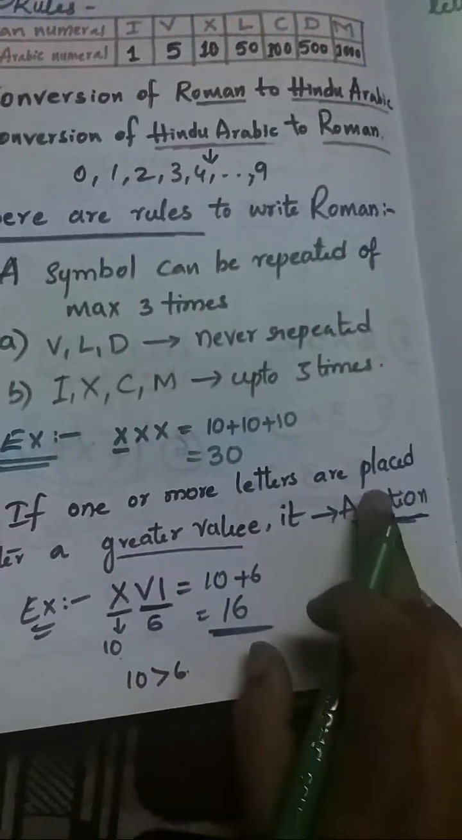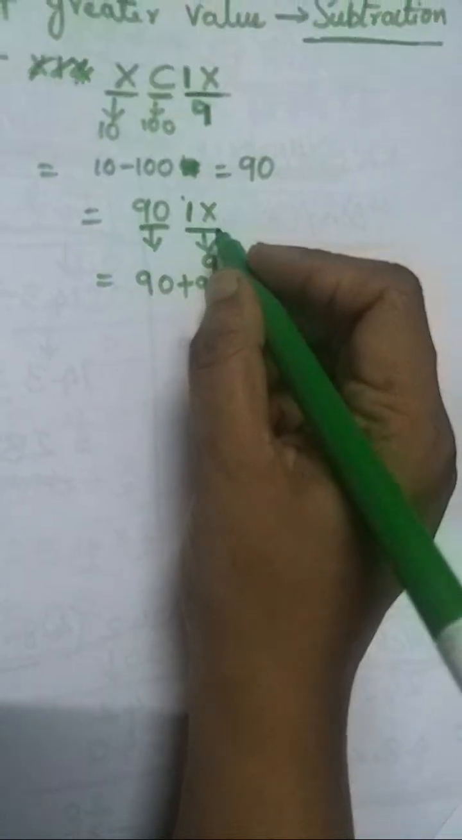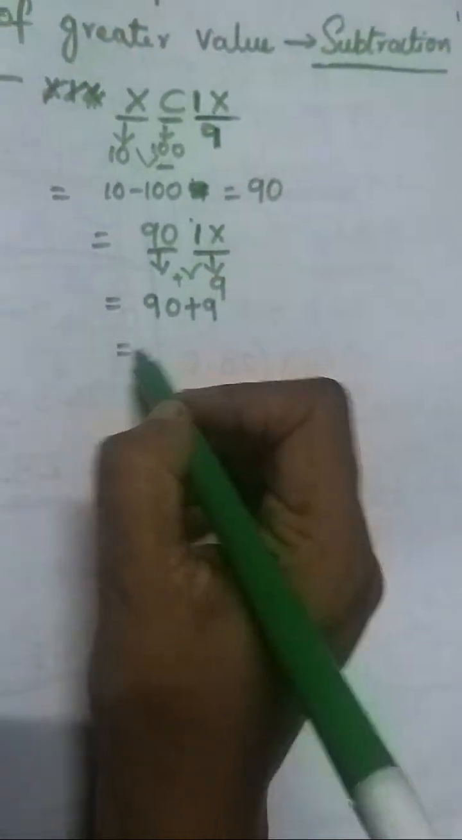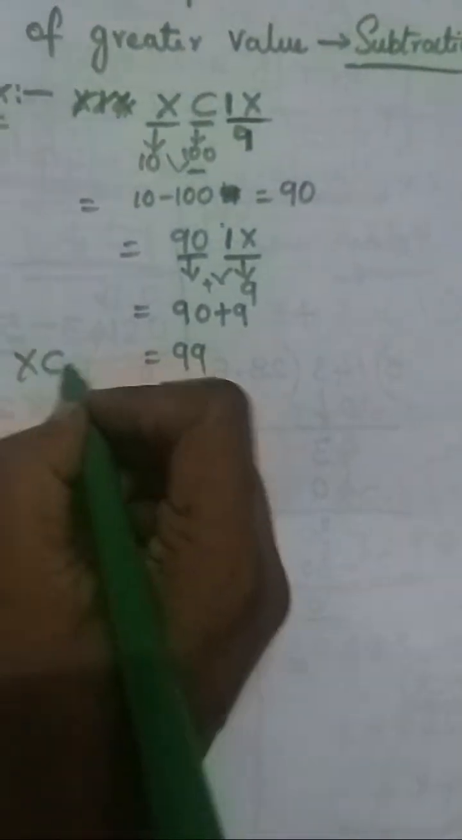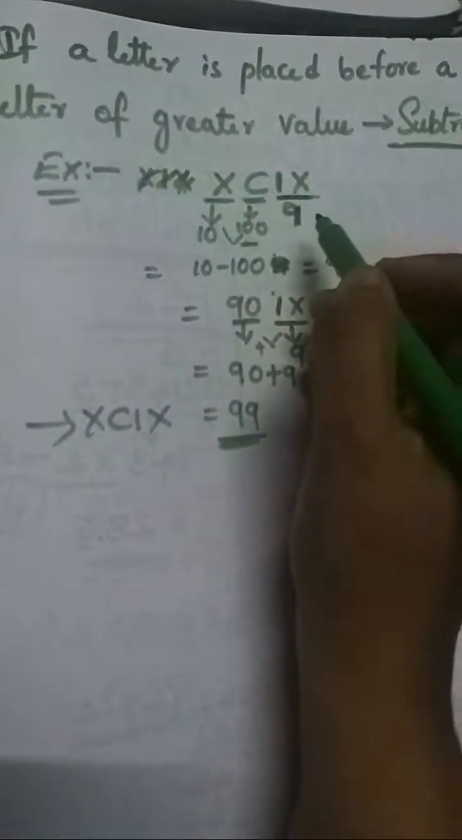Okay, what we have to do: 90 is there, a big greater number, this is greater and this becomes smaller. So what we have to do, apply the second rule. After a greater value, a letter is placed. What letter is placed? 9 is placed. So 90 plus 9 we have to do. Addition we have to do. Here we have to do subtraction. Here addition. Okay, 99 is the value of this XCIX. Okay, understood children?